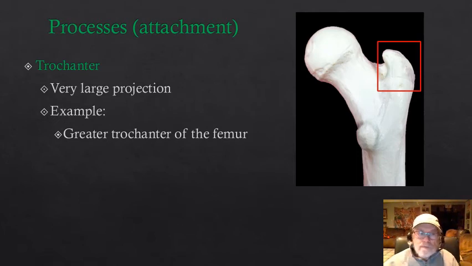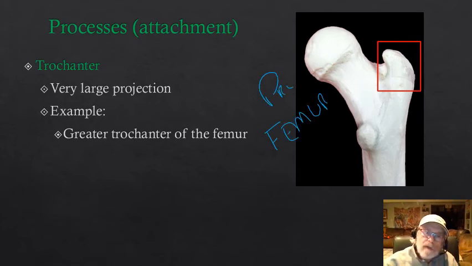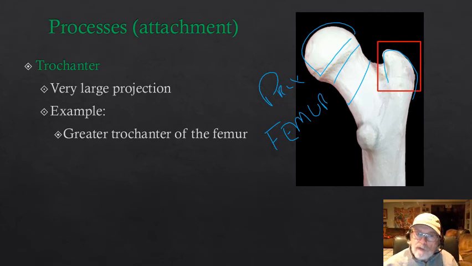Trochanter. A trochanter is a very large projection. Now this is, again, another femur we have here. This is a proximal femur. Here's the head. Here's the neck that we talked about before. And there's a couple bumps right there. And that ring right there is called the greater trochanter.